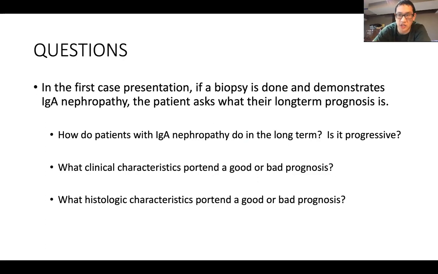So let me actually ask you guys, we got about 4 people in the chat. What would you say to this patient? They said, how am I going to do long term? Is this something that I'm going to have to deal with forever? Am I going to end up on dialysis? What would your response to that patient be?